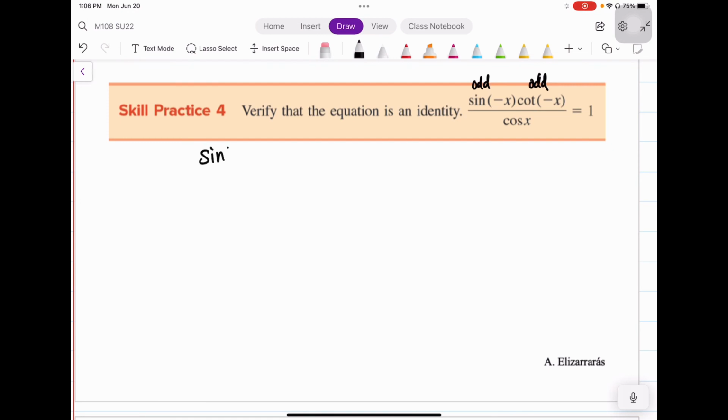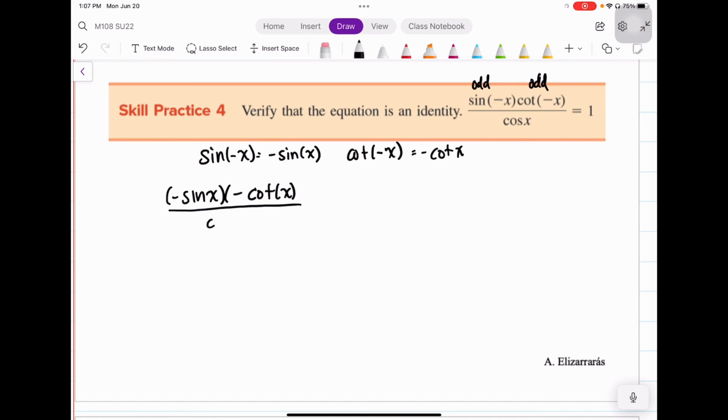Recall that the sine of negative x is equal to the negative sine of x. The cotangent of negative x is equal to the negative cotangent of x. So I'm going to rewrite that saying I have the negative sine of x and the negative cotangent of x all over the cosine of x equal to 1. And then that helps me because I can then say a negative times a negative is a positive. In addition, I'm going to separate this a little bit just to make it a little bit easier to see.